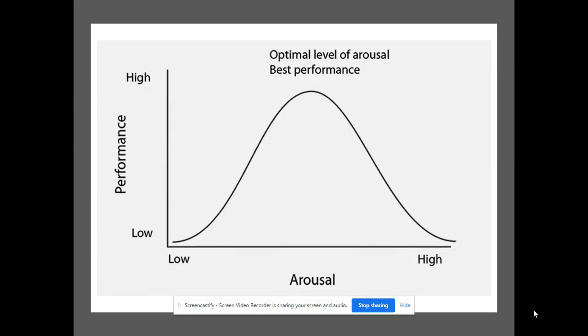Okay, so the graph's there on the board. It's the optimal level of arousal. We have best performance, low, high arousal, and you've got your low, high in performance as well. So if the teacher can just pause me for a sec, just to give you a chance to discuss this and feedback. I'm going to carry on, so just pause me and then carry on.